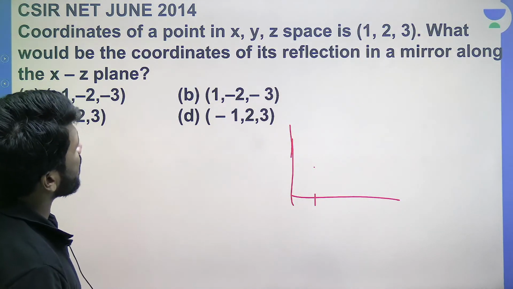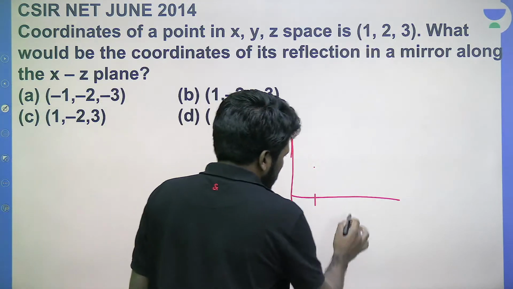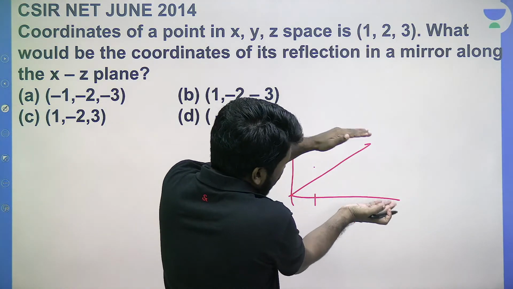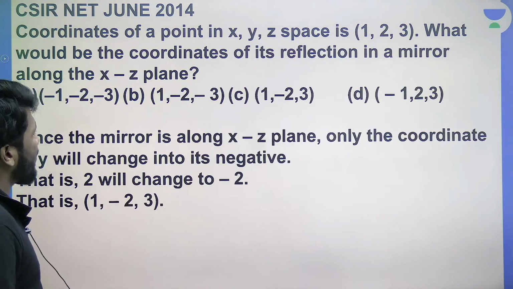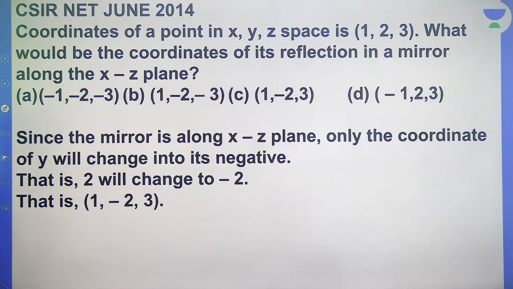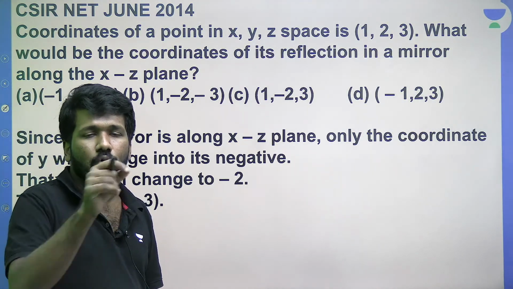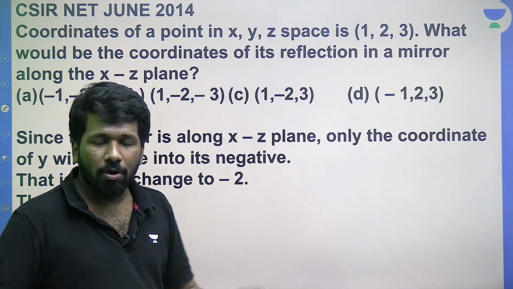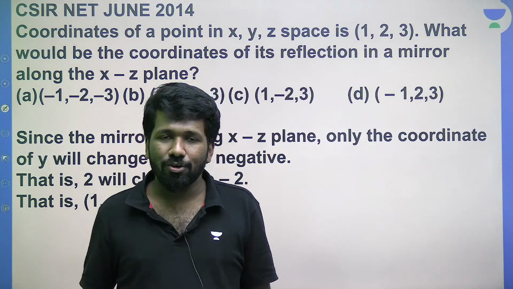What would be the coordinates of the reflection of the mirror along the XZ plane? So if this is X and this is Z, if that is a mirror, along that plane, what will be the reflection? That is the question. So if you consider the XZ plane as the mirror, definitely the only point that is going to change is the Y coordinate. Are you all understanding? Think about the mirror that you see daily, the mirror that you look into.